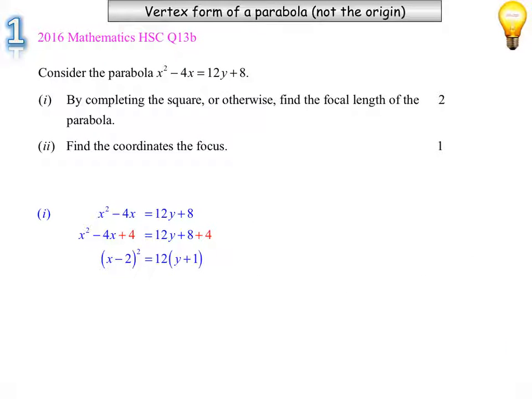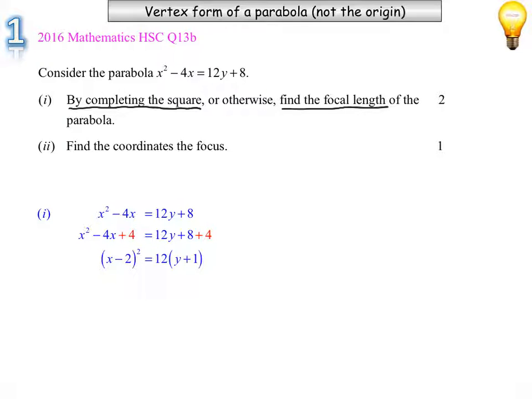All right, let's have a look at a few questions here. We've got from our recent HSC 2016, Question 13b, it says, consider the parabola x squared take away 4x is equal to 12y plus 8. You've got two components. You've got part I, complete the square or otherwise. They're indicating to us that completing the square is going to be the best option, so maybe use that particular method. Find the focal length, which is the value of a. And then, obviously, read the next part. It says, find the coordinates of the focus. So we need to use the focal length to find out where the focus is going to sit.